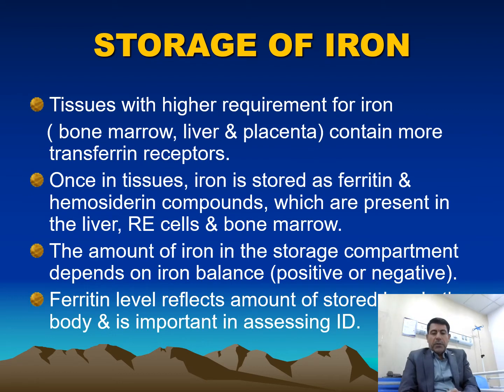So where is iron stored? Tissues with higher requirement of iron, like bone marrow, placenta, and liver, contain more transferrin receptors. Once the iron goes to the tissues, it is stored as ferritin. So the iron storage in our body is called ferritin, and some part of it is called hemosiderin compounds, which are present in the liver, reticuloendothelial cells, and bone marrow.